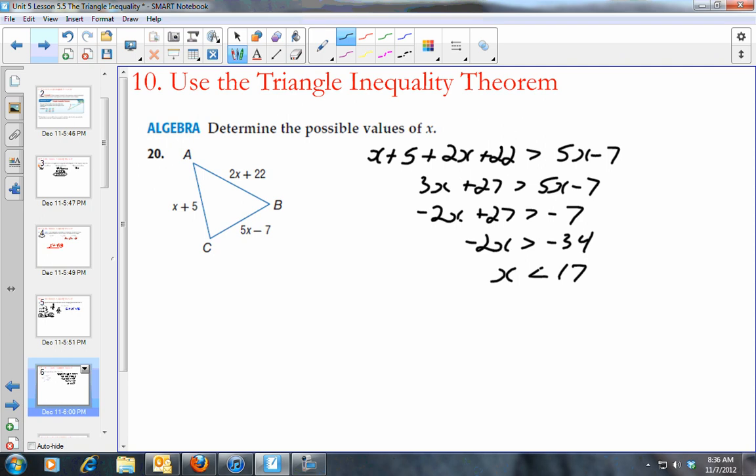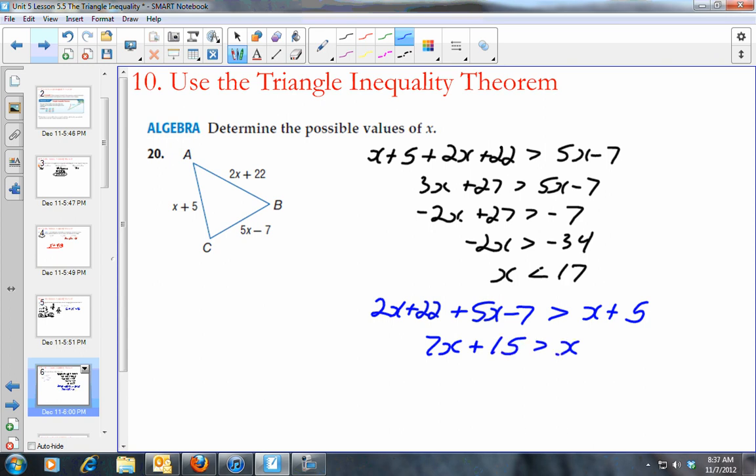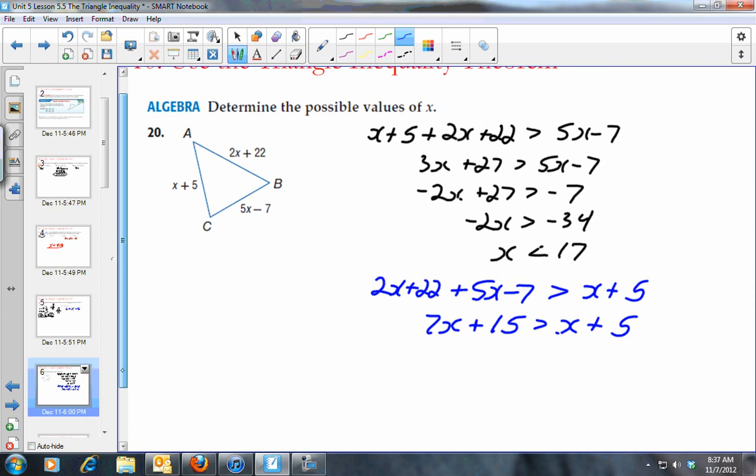Let's try this. Let's take two other pairs. 2x plus 22 plus 5x minus 7. And that has to be greater than x plus 5, doesn't it? Let's see what this tells us about x. Well, 2x plus 5x is 7x. 22 minus 7 is 15, greater than x plus 5.